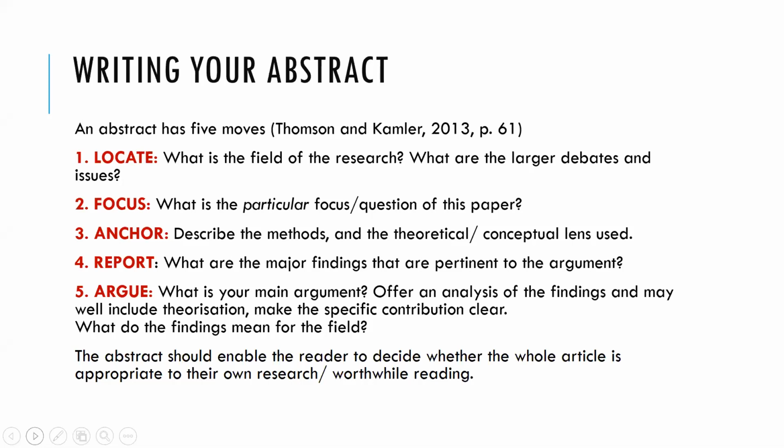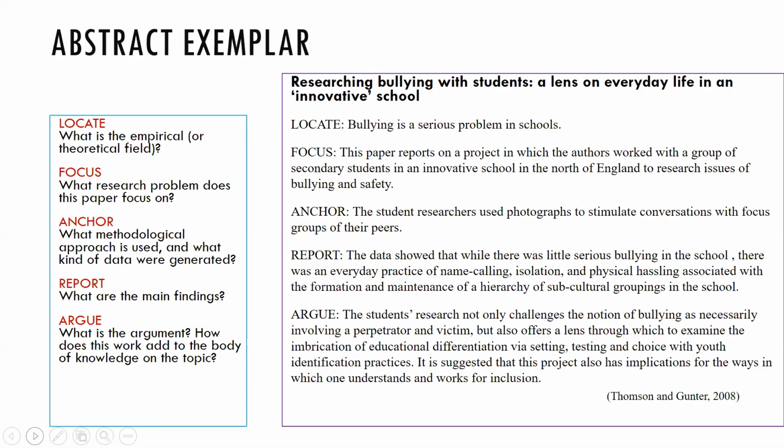So the abstract needs to enable the reader to decide whether the whole article is appropriate and is worthwhile reading. This is an example from Thompson. You'll see here that this is an example, researching bullying with students, a lens on everyday life. So location is the empirical field. And simply here, they're saying it in one sentence. Bullying is a serious problem in schools.